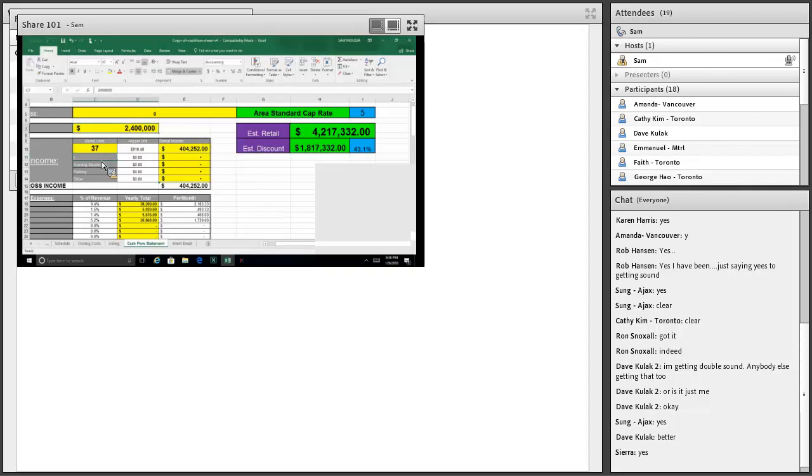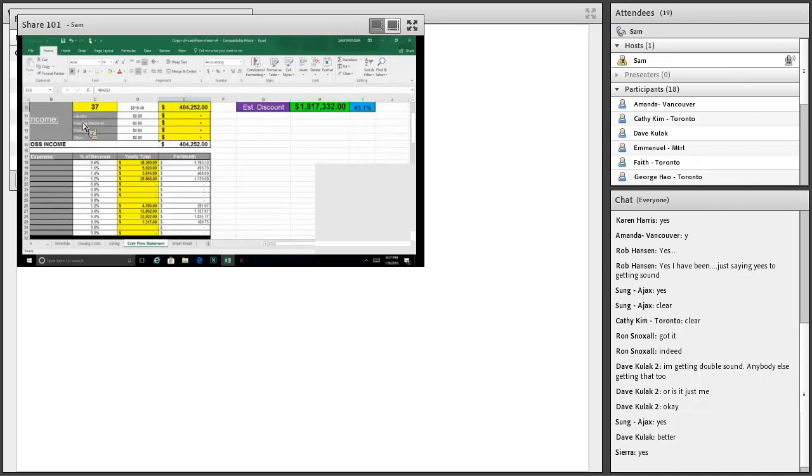So here we see the property is 2.4 million, 37 units. This is an actual property that our students are working on. And let me put, what did I have? Laundry. Is that how I spell that right? Laundry? You can put the laundry in there, because that's what that one was, laundry. I don't know why I had that if it's not there. Okay, so we see 37 units, 404,252 is the income, no other income from it.